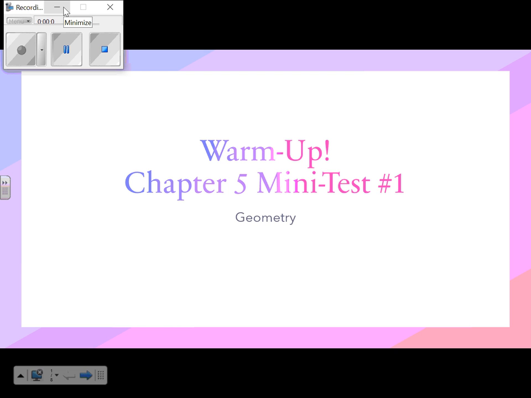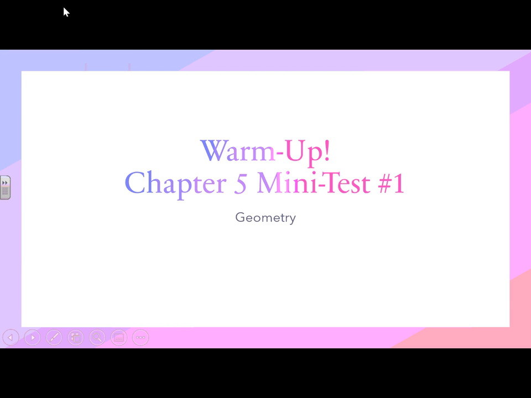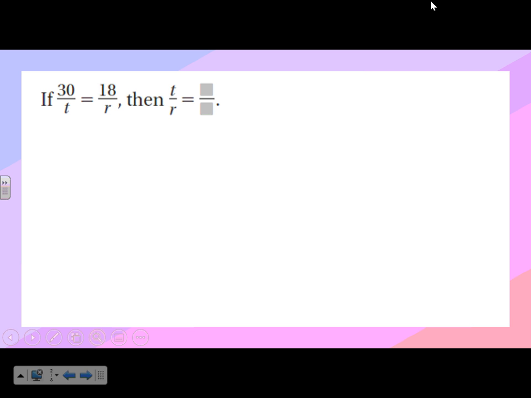This is just a quick warm-up over Chapter 5, the first mini test we're doing. So the first one, we have 30 over t is equal to 18 over r. Now you can write this in several different ways, but the main thing is that they all will be equal to each other as long as the cross multiplying will also be the same. So 30 and r multiplied together, and t and 18 multiplied together.